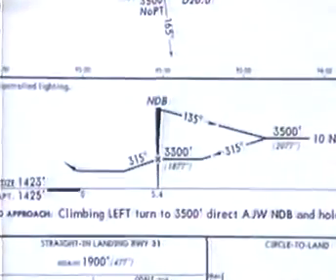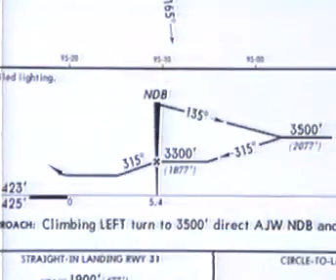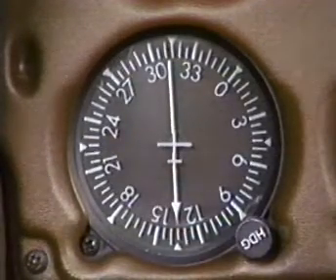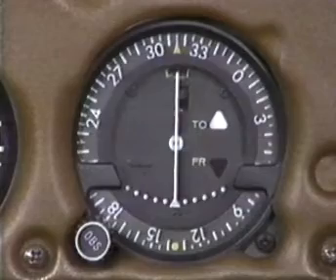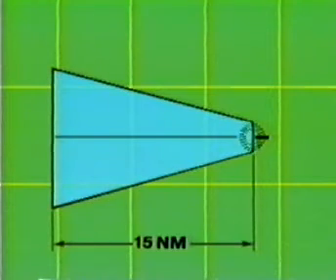Another type of approach which has a 300-foot obstacle clearance is the NDB with a final approach fix. Here, the final approach fix provides for better runway alignment. But an NDB approach is not as accurate as a VOR approach. The protected airspace for this approach extends 15 nautical miles from the NAVAID compared to 30 miles for the VOR approach with a final approach fix.